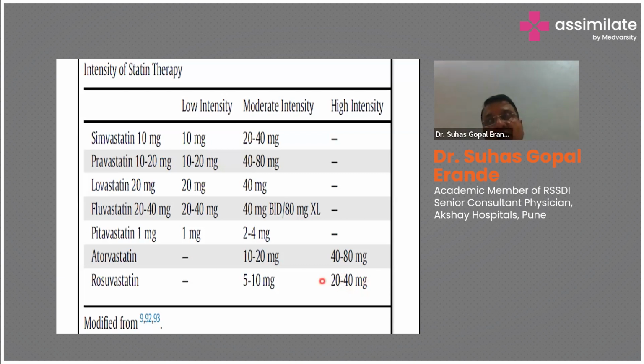So now you will understand that if somebody's LDL is, let's say, 130 and you want to take it to something like 70, then you will certainly require a high intensity statin, because otherwise that target is very difficult to achieve. And very importantly, statins are the pillar of diabetic dyslipidemia management. And then we also have other statins like simvastatin, pravastatin, lovastatin, fluvastatin, pitavastatin, in different doses, 1, 2 to 4, or maybe pravastatin 10 to 20, 40 to 80, etc. Depending on their pharmacological doses, they can be categorized into low, moderate, or high intensity statins.